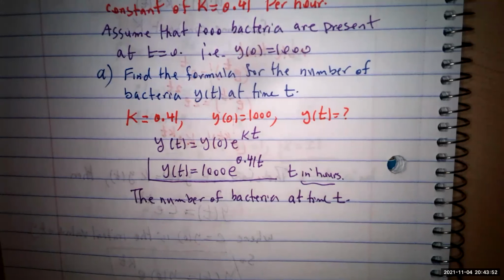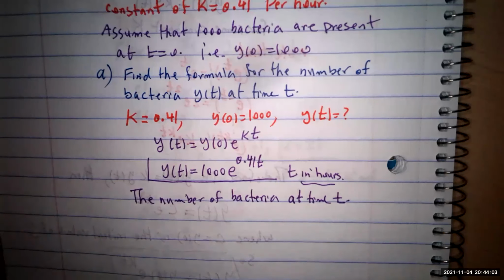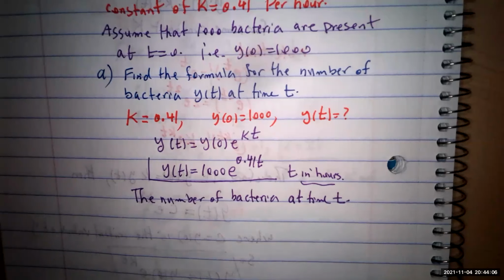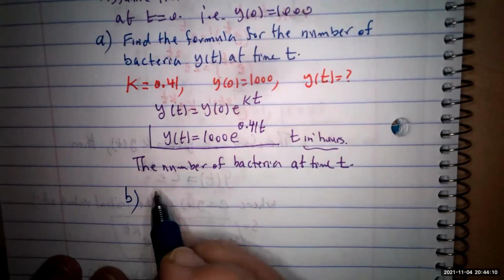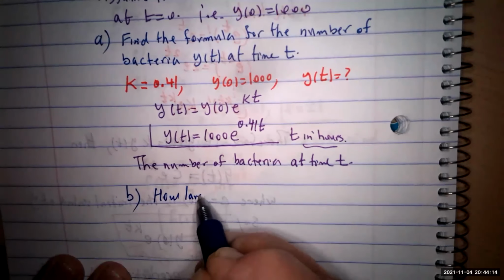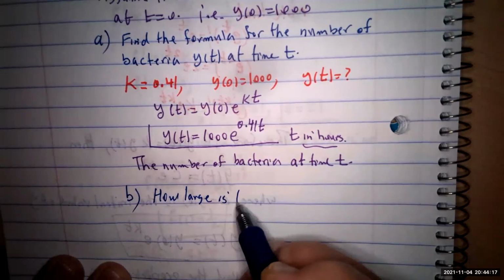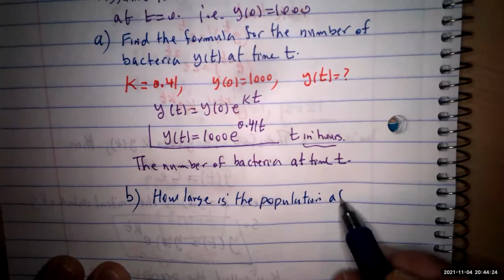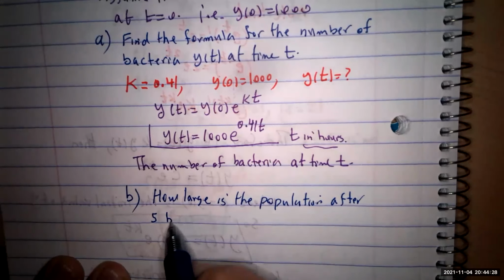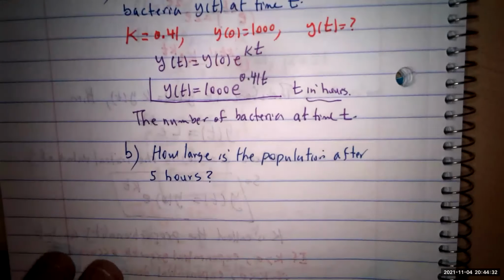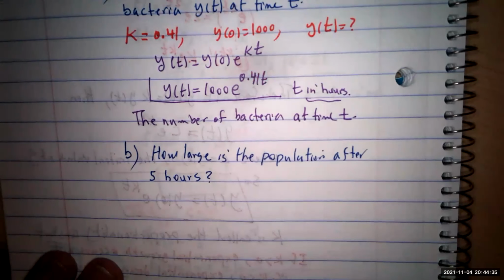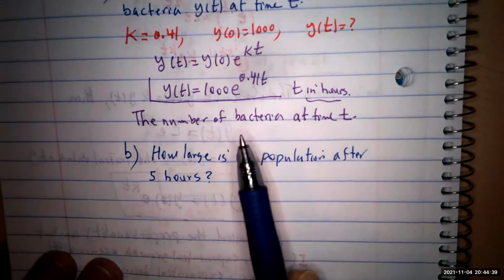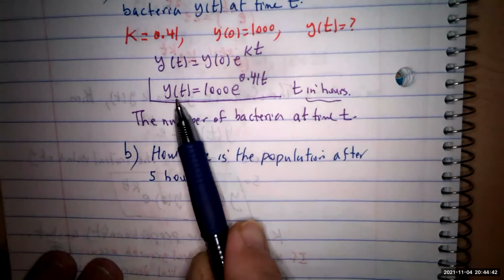Then they ask you two questions, as I talked about. They give you a number for the time and ask for the number of the bacteria, or they give you the number of the bacteria and ask for the other one. So this is going to be part B. They ask, how large is the population after 5 hours? You have the model. This is your calculator. You want to know what will happen after 5 hours? Then you replace the t by 5 and find y of 5, which is going to be the number of bacteria.